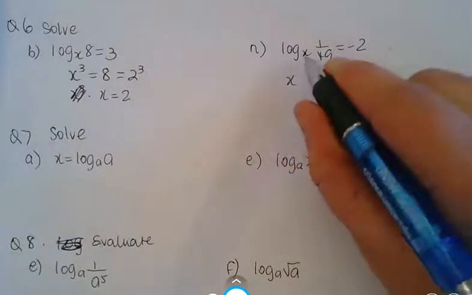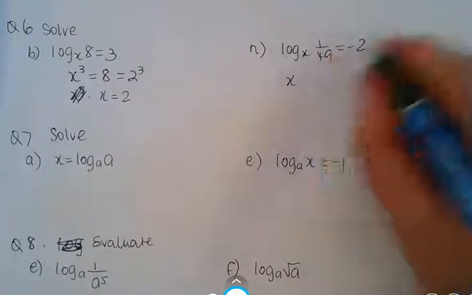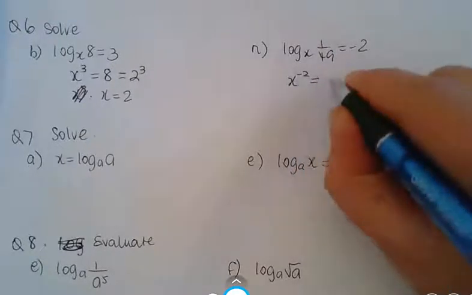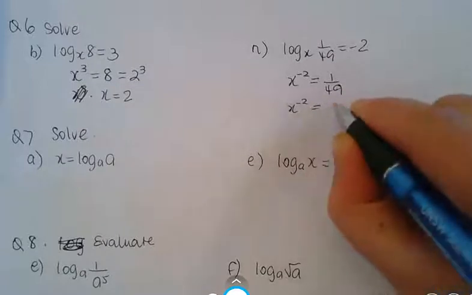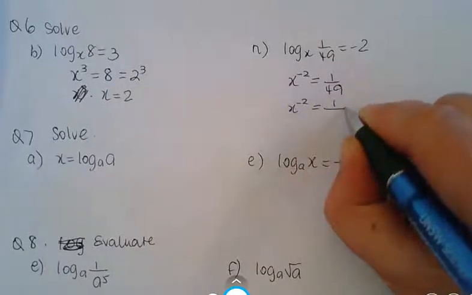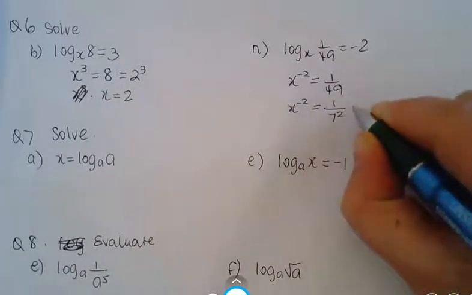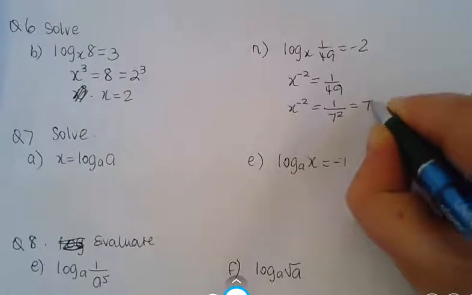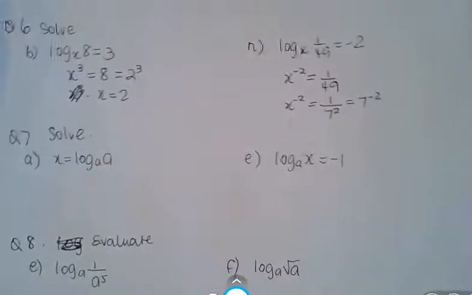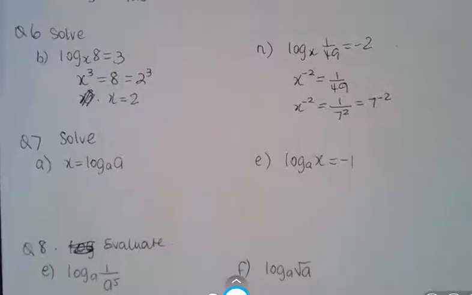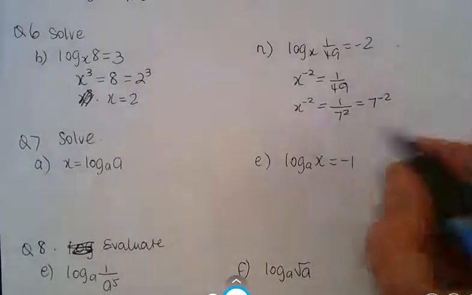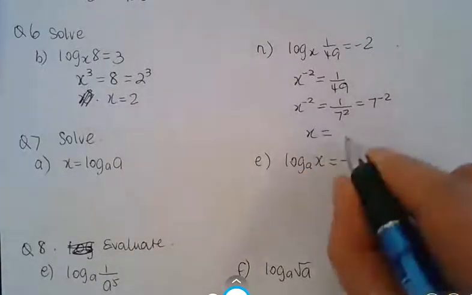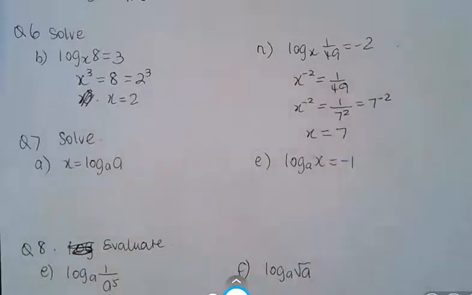x is the base. x to the power of negative 2 is 1 on 49. Do you want to rewrite your 1 on 49? It's 7 squared, which is 7 to the negative 2. With all the others, we're making the bases the same. Now we're making the powers the same because we're trying to find the base. So what is x equal to in this case? 7. Okay, so keep going.